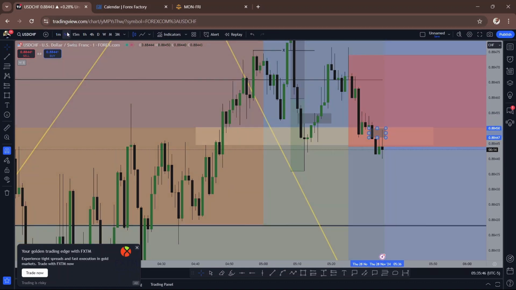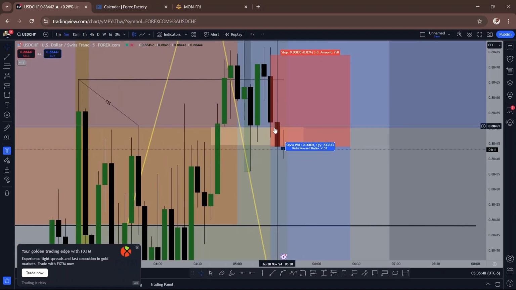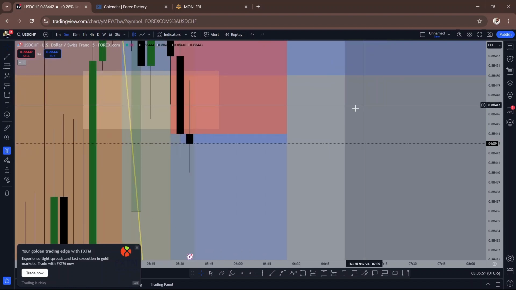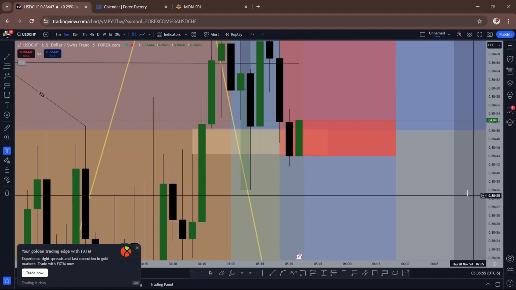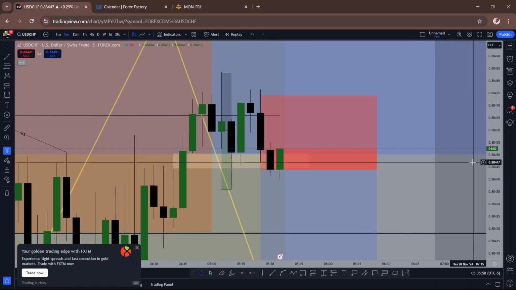But me, I just waited for the 5 minute to close below. All right, so if I zoom in, you see that we actually close below, right? So let's see how that is going to play out.